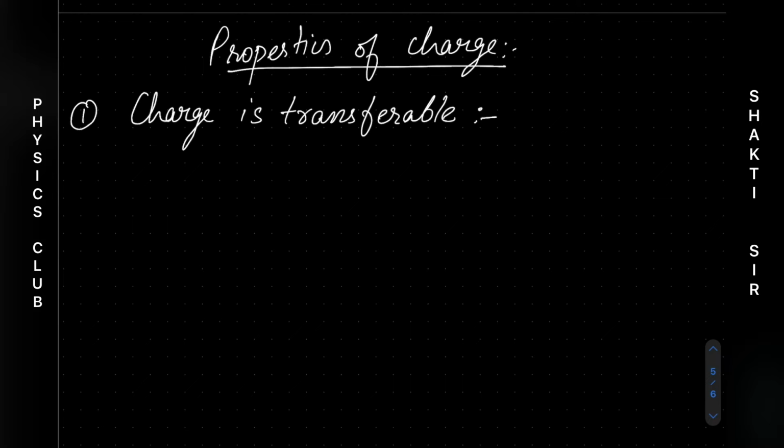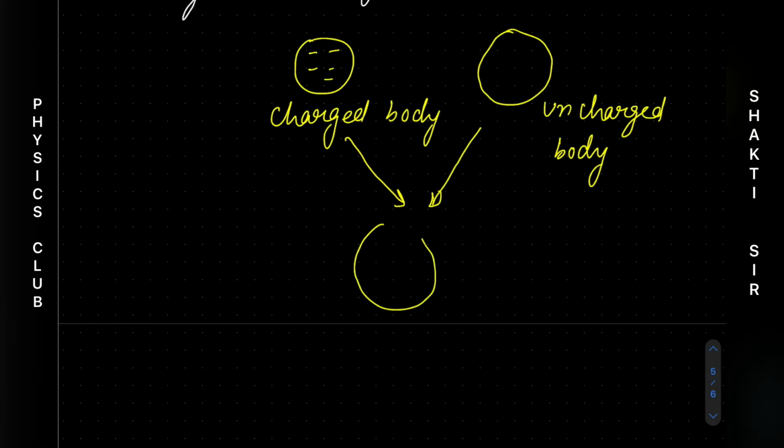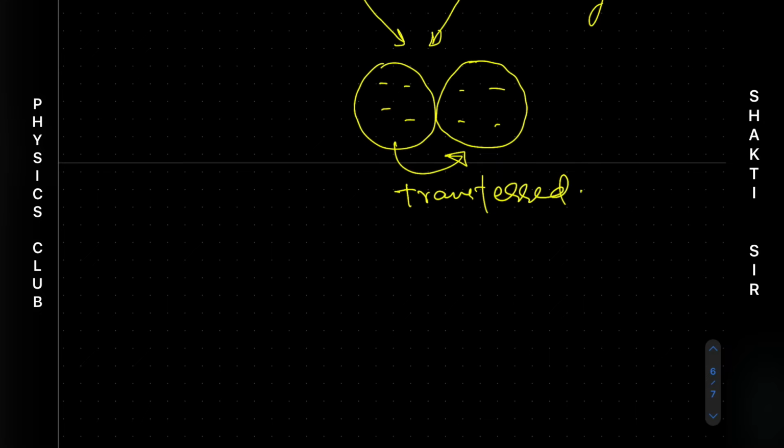Let's say we have an object with some negative charge and we have another object, another body which is uncharged. So to transfer charge, we need to bring these two bodies together. When we touch these two bodies to each other, the charged body will transfer some charge to the uncharged body, and so both the bodies will get charged. It's very important. So charge is transferred from charged body to uncharged body.